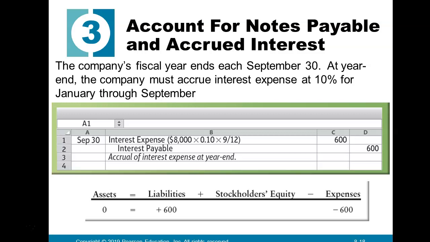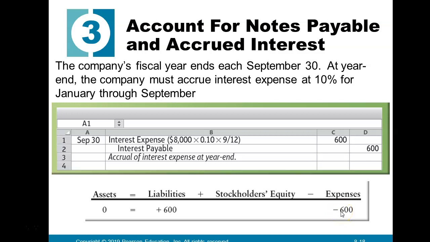We're going to just multiply the amount of the debt, which is in this case $8,000, times the rate of interest times the time. In this case, we're talking from January to the end of September, which is a full 9 months out of 12. So here we have $600 in interest, and we have an obligation which we increase, and we have an expense which we are showing a decrease in equity.